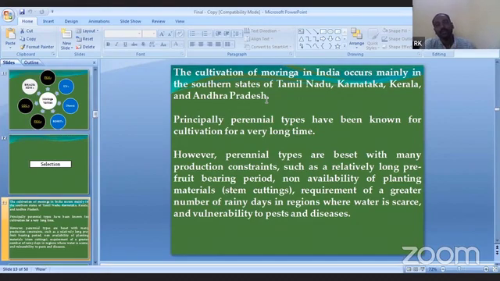That's all. Okay. However, perennial types are the best despite many production constraints. These are the theory. So we go for the next. Okay, I discussed these things already.